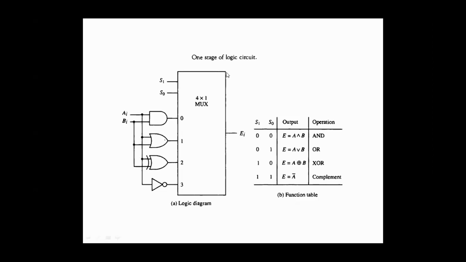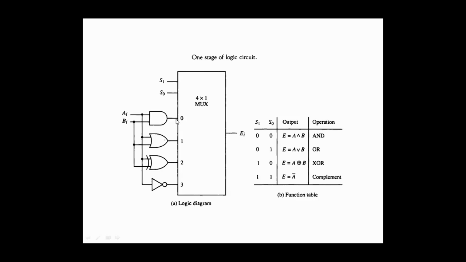So this is one stage of the logic circuit, because we have 2 registers A and B. We are taking A of I and B of I. So for example, A of 0, B of 0, A of 1, B of 1, because it will be done at this level, at the logic level. And when, for example, A of 0 and B of 0 is coming, we have to do an XOR. So this is a simple XOR circuit.